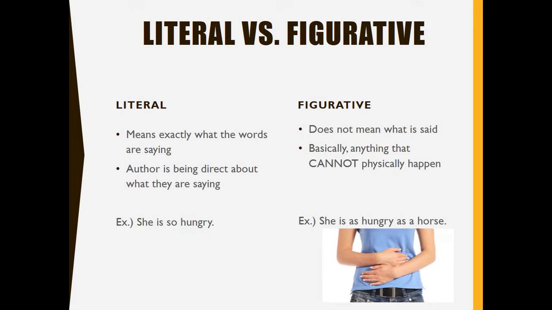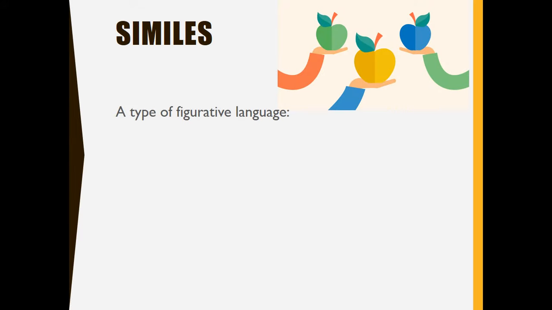Again, a girl can't be a horse. So we can see that with figurative language, the words are being used to display a message. Something is not literally happening. But with literal language, whatever the words are saying is physically happening. One type of figurative language are similes. They compare two things using the word like and as.